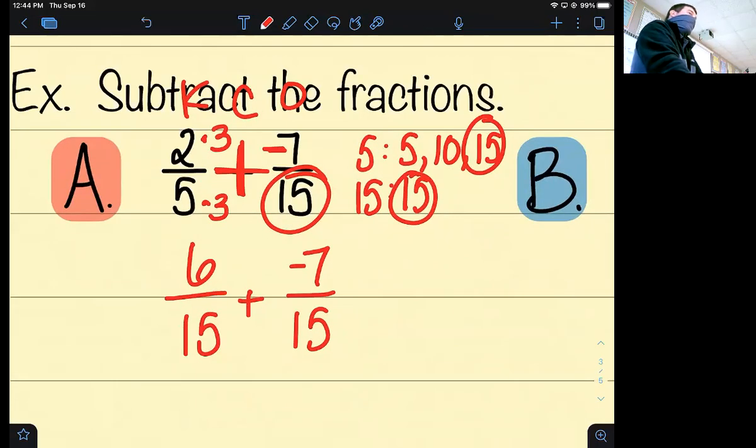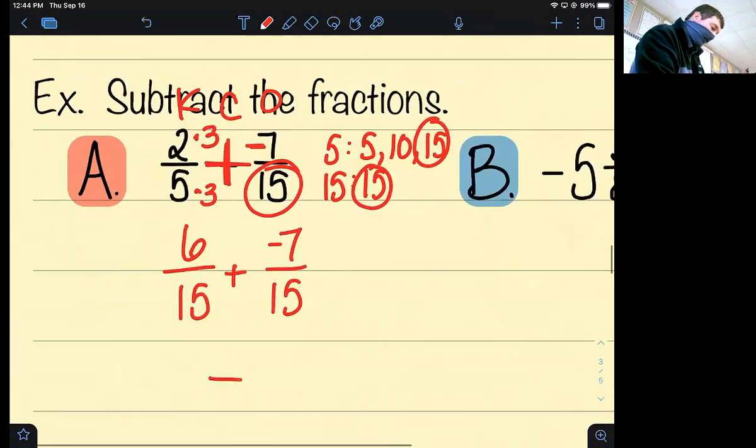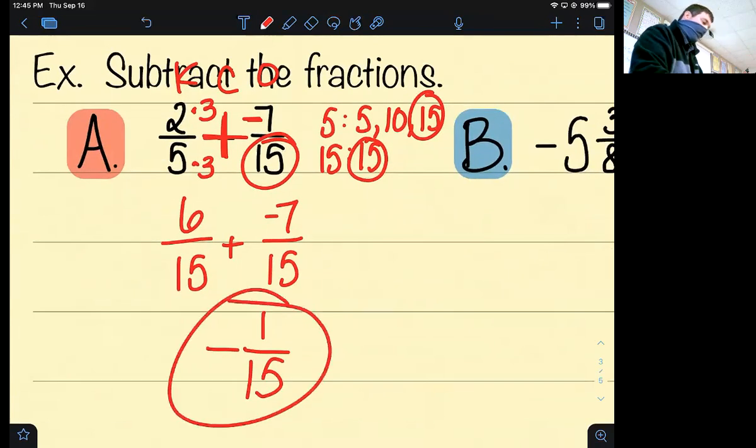Is this a join forces or go to war problem? We're going to go to war. Who wins? The negatives by how many? 1. There we go. There's my answer. That wasn't so bad.